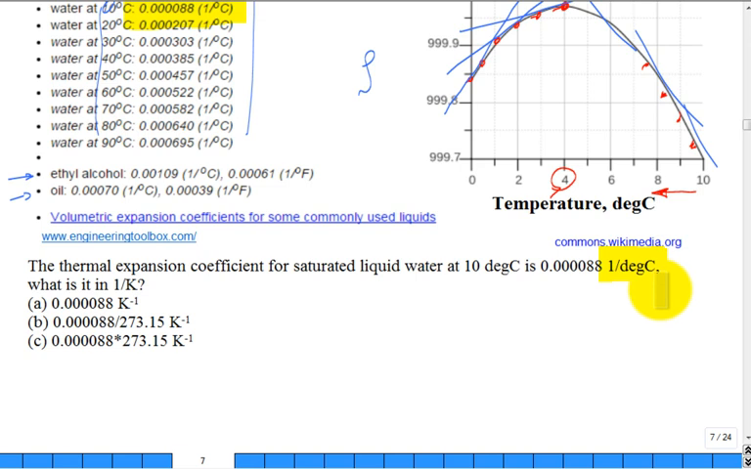Somebody says, I don't need it in 1 over degrees C. I need it in 1 over Kelvin. What is beta for water at 10 degrees C in units of 1 over Kelvin? A, B, or C? Do I divide by 273, multiply by 273, or just ignore it? And why?